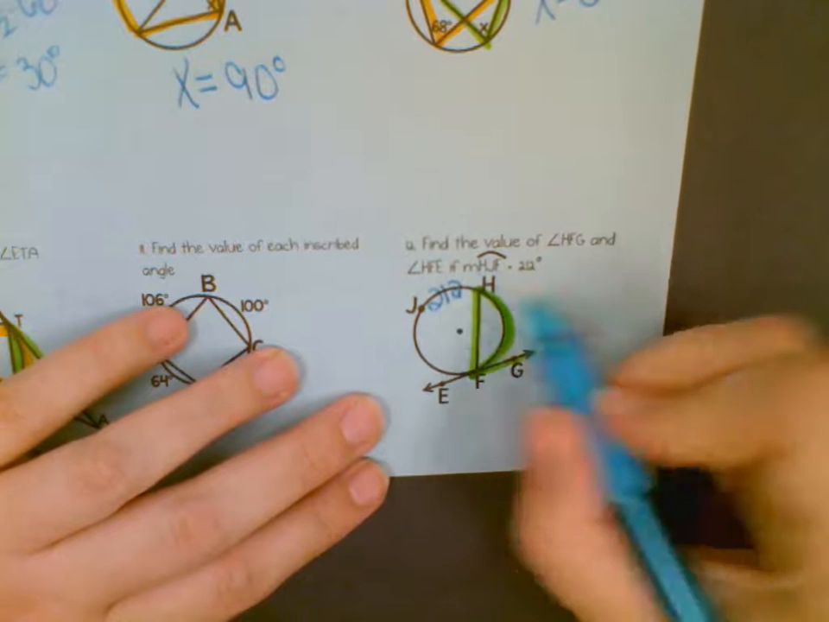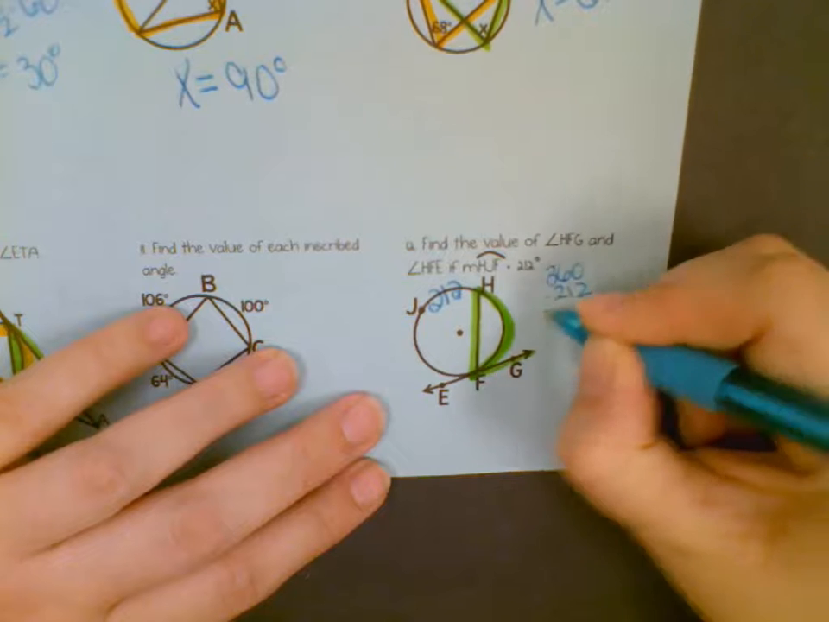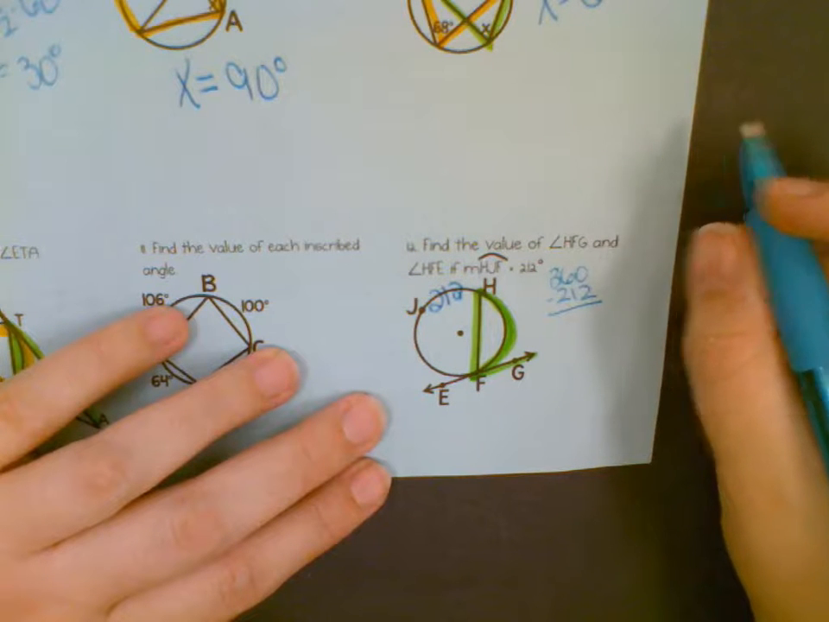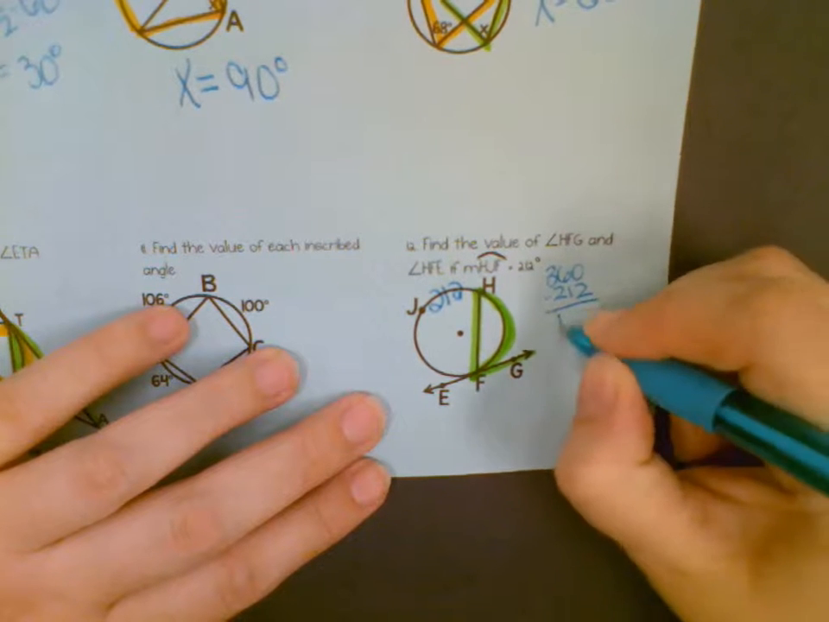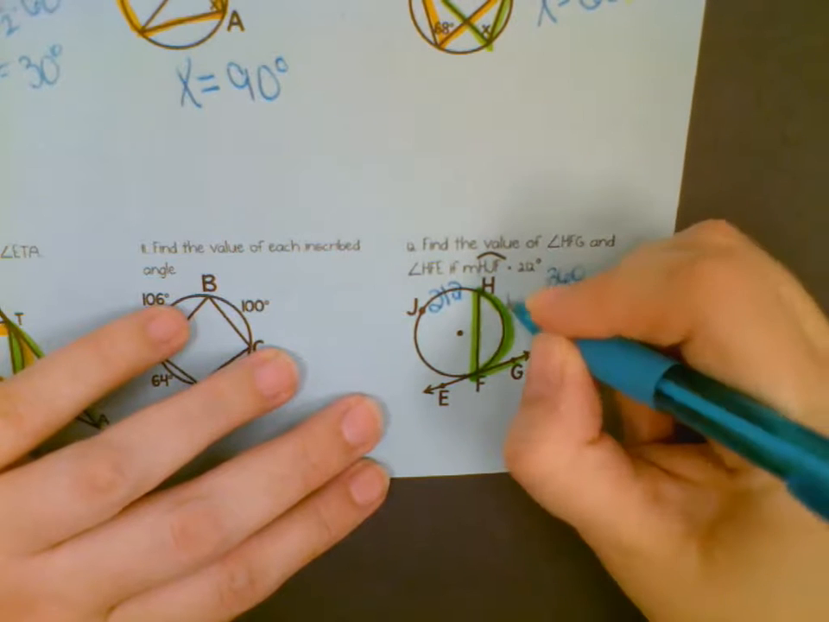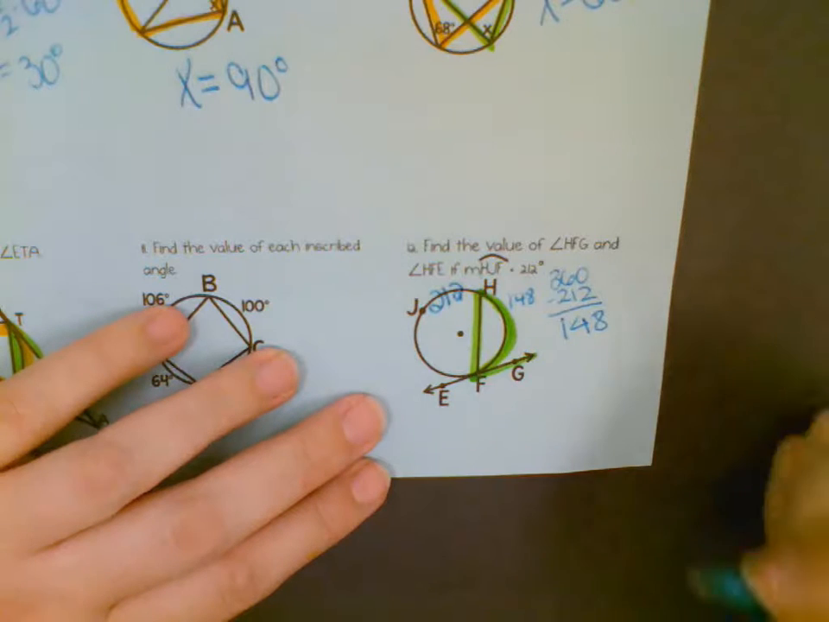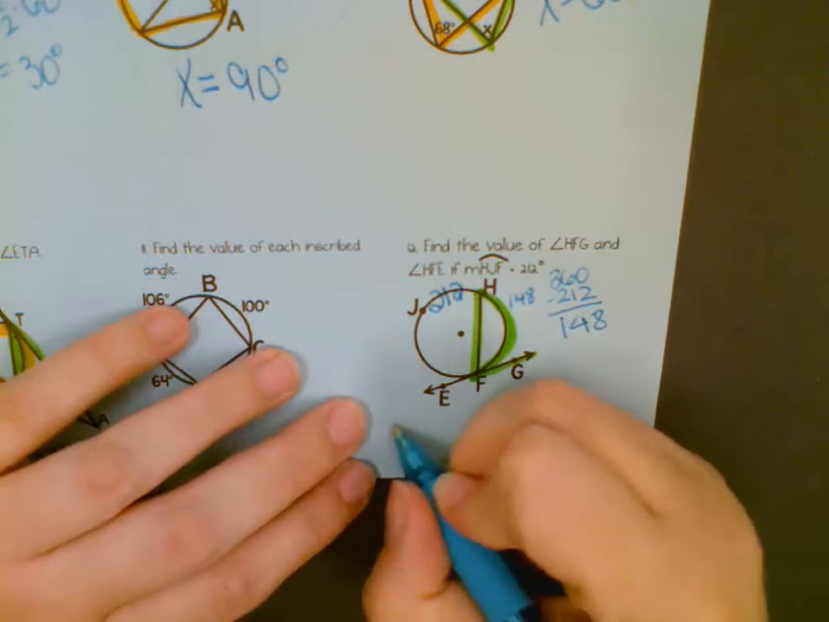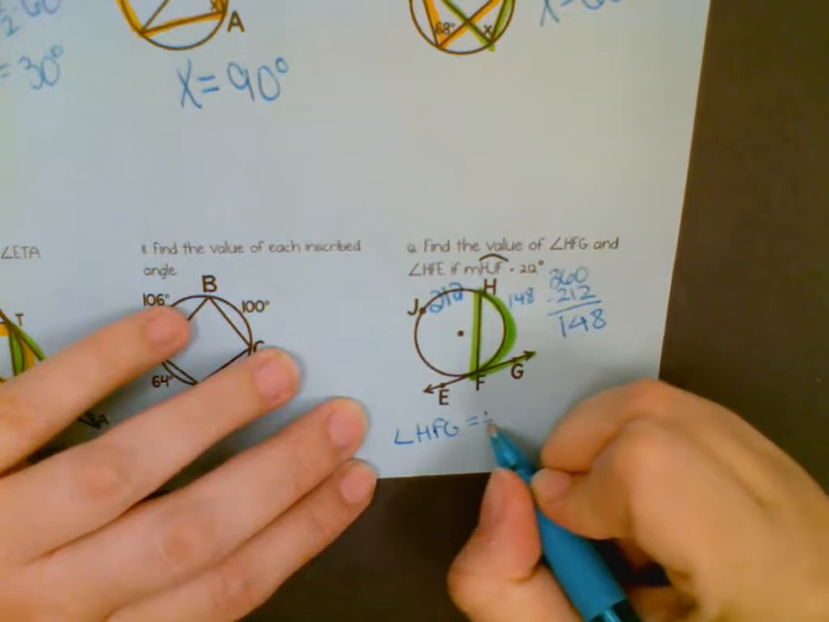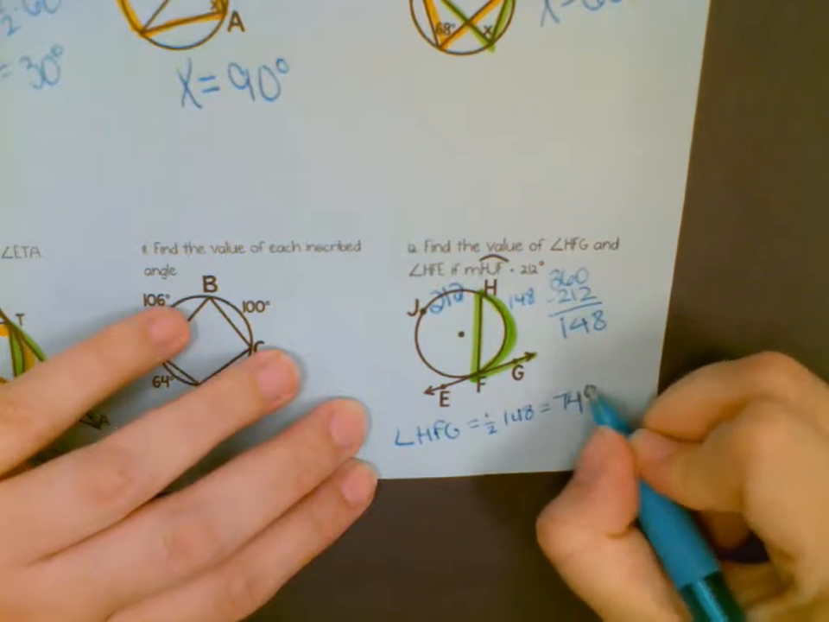Remember that they always add up to 360. So 360 minus 212 is 148. So this arc is 148, and we can do half of 148 to get our angle. So the angle HFG equals 1/2 of 148, which is 74 degrees.